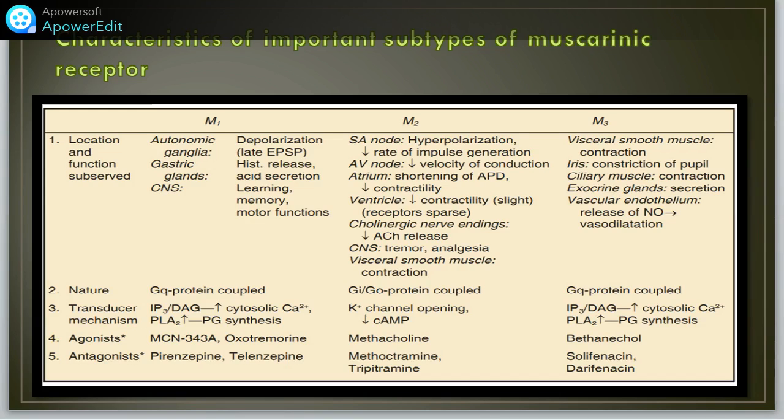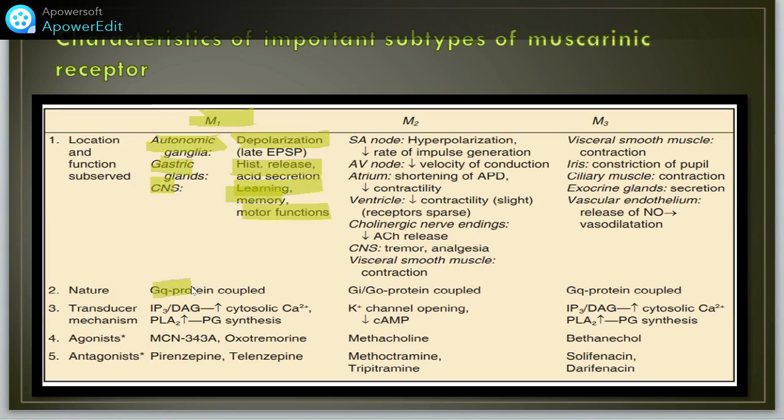Now let us see the characteristics of important subtypes of muscarinic receptors. We have seen location. Now we will see in detail function, nature, mechanism of action, agonist and antagonist. So M1 receptors are present at autonomic ganglia and the function is depolarization. At gastric glands, it stimulates the release of histamine and acid secretion. At CNS, the function is learning, memory and motor functions.